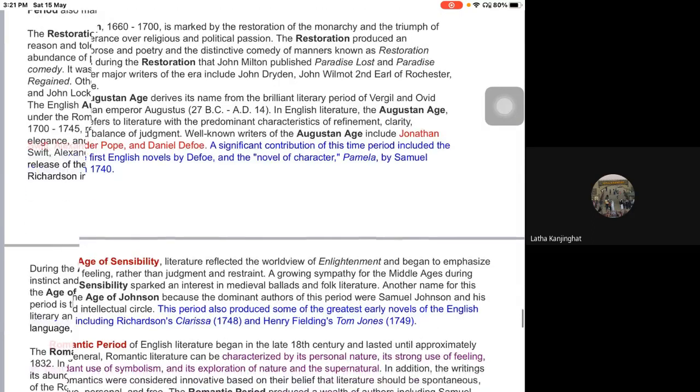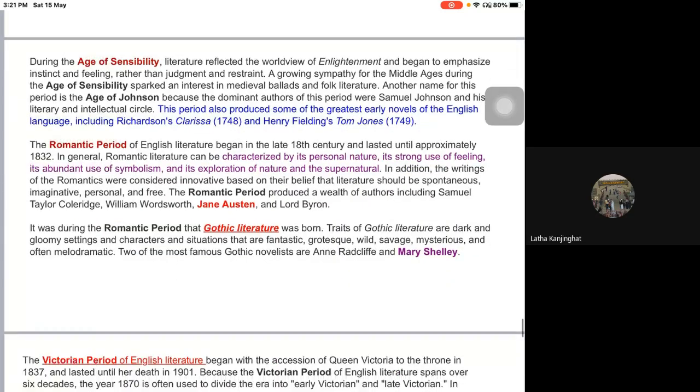Now, during the Age of Sensibility, literature reflected the worldview of enlightenment and began to emphasize instinct and feeling rather than judgment and restraint. So the next age, the Age of Sensibility, where literature was beginning to reflect the views of enlightenment, where feeling was given importance, right? Instinct and feeling was given more importance rather than judgment and restraint.